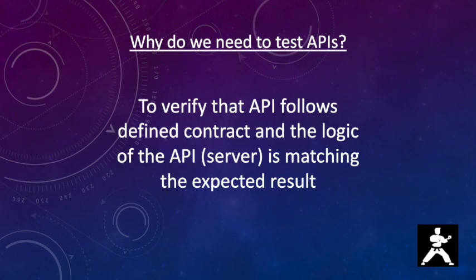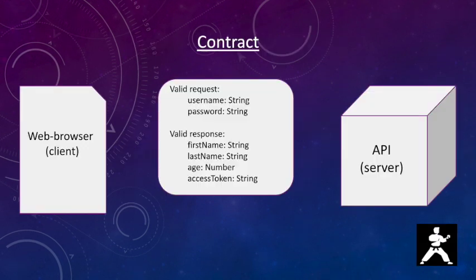Why do we need to test the APIs? To verify that the API follows the defined contract and that the logic of the API matches the expected result. So what is actually a contract? A contract is a kind of agreement between front-end and back-end, or client and server, on what kind of valid request the server can get and what kind of valid response the server should provide for this request.